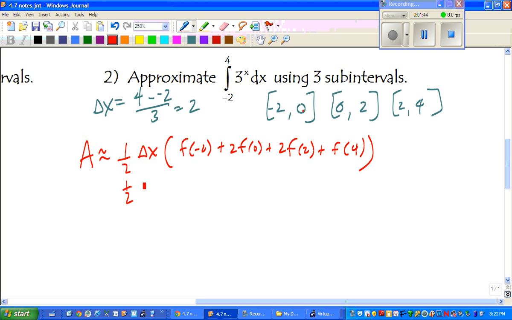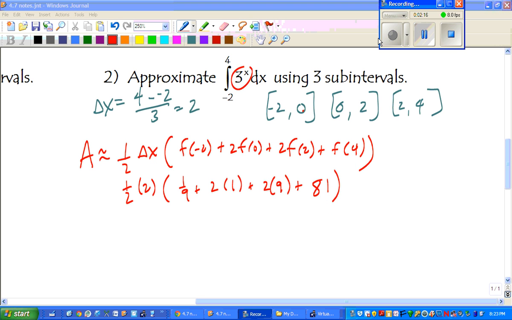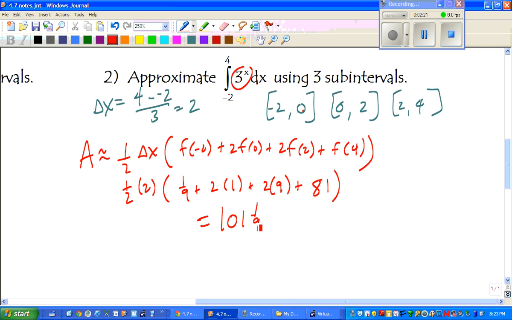All right, so we get 1/2 times 2, f of -2. So this is our function. We're putting -2 in there. So that just gives us 3 to the -2, or 1/9, plus 2 times f of 0. So 3 to the 0 is just 1, plus 2 times f of 2. So 3 squared, that gives us 9, plus f of 4. 3 to the 4th power is 81. So if we add that up, we end up with 101 and 1/9.